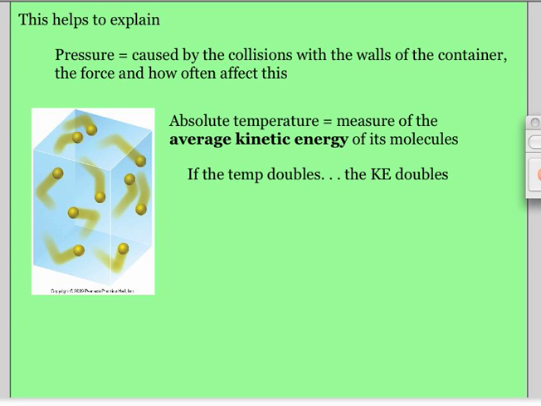A couple of things it helps to explain: why is there pressure exerted by gases? This is because the gas molecules hit the walls and apply a force. The more collisions, the more force, the more pressure. Absolute temperature is measuring how much average kinetic energy these molecules have. We're not saying every molecule is moving at the same speed, but that the average works out. So if I double my temperature, my kinetic energy should double, my velocity goes up, my collisions would increase, and I would have more pressure.